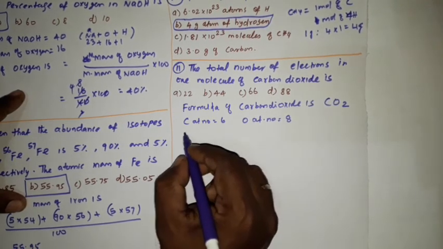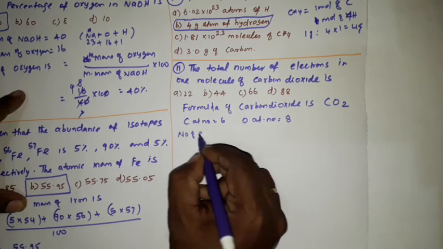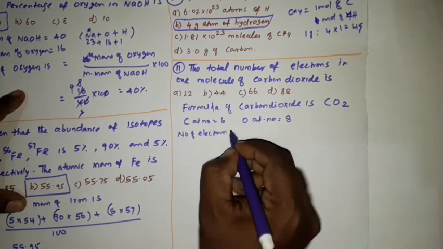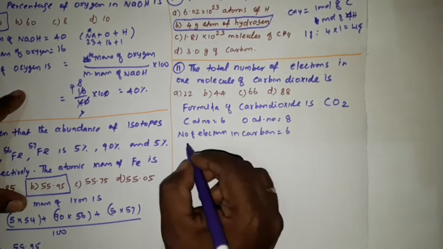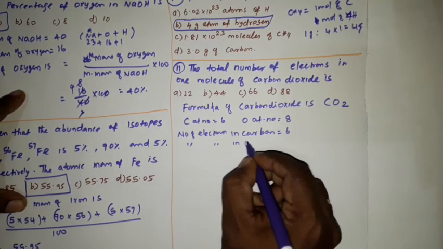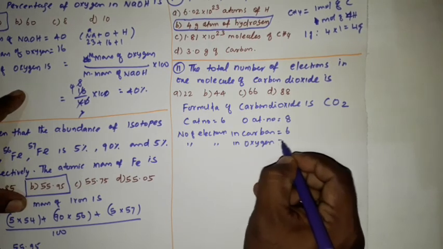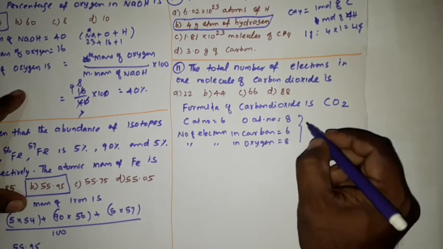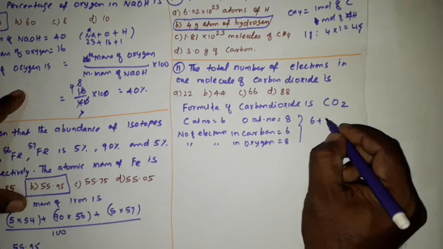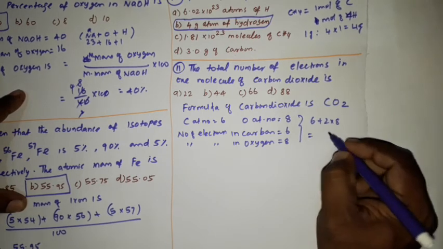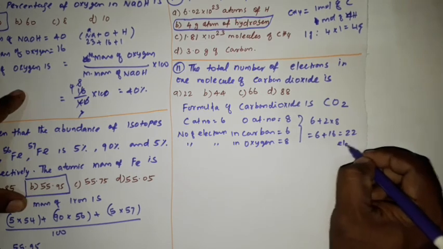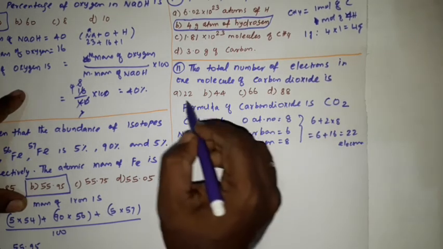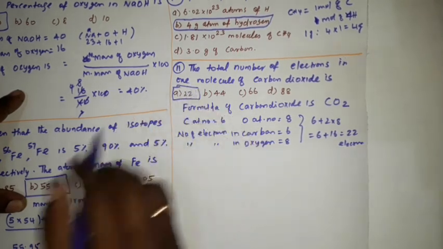Okay. So here the number of electrons in carbon equals 6. Number of electrons in oxygen is 8. Okay. So 6 plus 2 into 8 equals 6 plus 16, you will get 22 electrons. Okay, so 22, option A is the right answer.